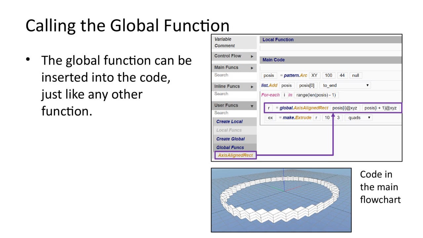In this example, the main code generates a circle of positions. For each pair of positions, it then gets the xyz coordinates and generates a rectangle from those coordinates. The rectangle is then extruded into a block.